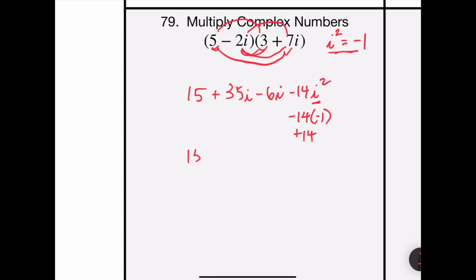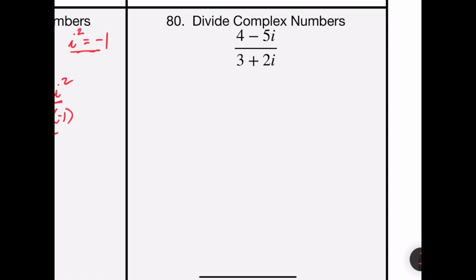So I would have 15 plus 35i minus 6i plus 14. And now it's just like combining like terms. I have 15 plus 14, which is 29, and I have 35i minus 6i, which is plus 29i. And so my answer would be 29 plus 29i.